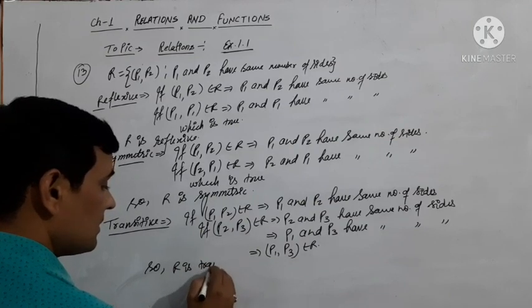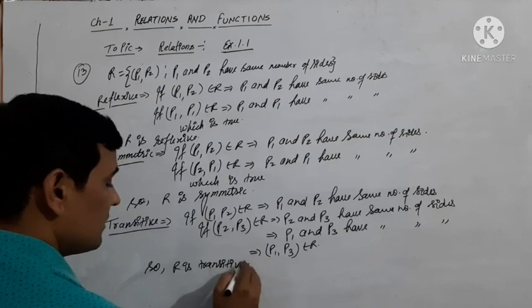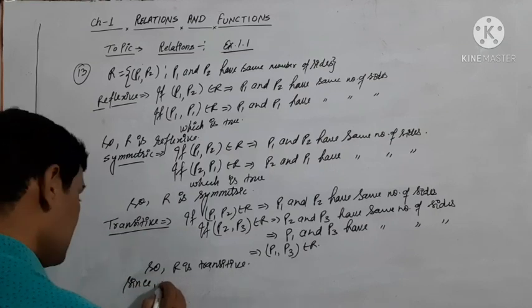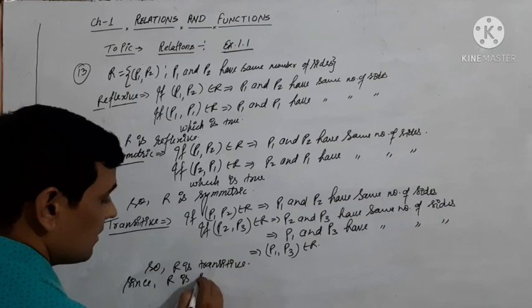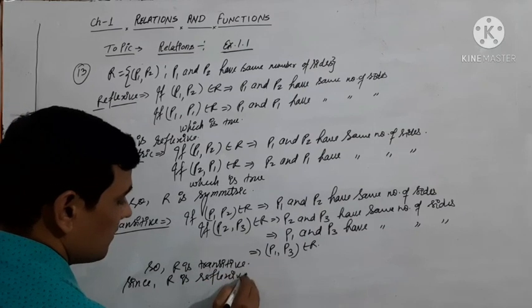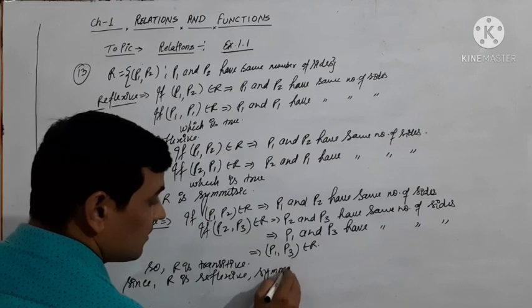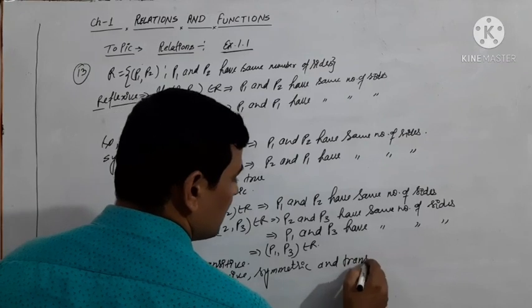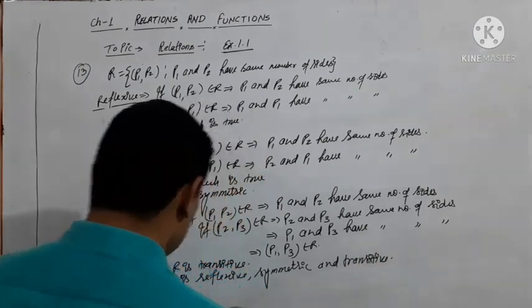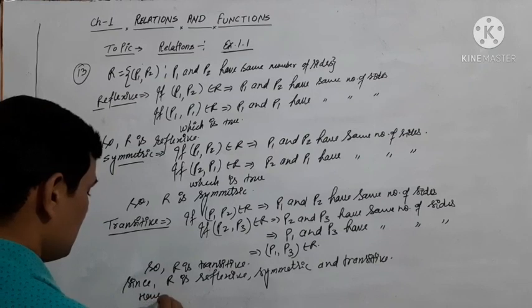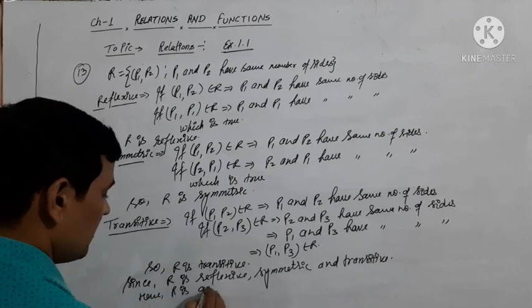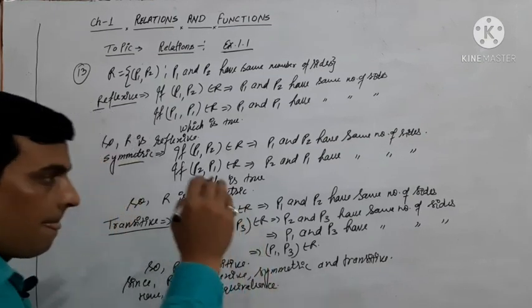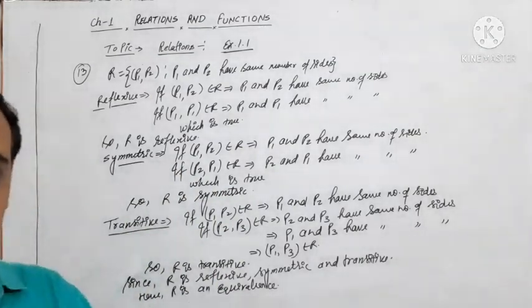Since R is reflexive, symmetric and transitive, so R is an equivalence relation. We will write the sentence, son. Since R is reflexive, symmetric and transitive, hence R is an equivalence relation. Clear, son? This question has also been completed.